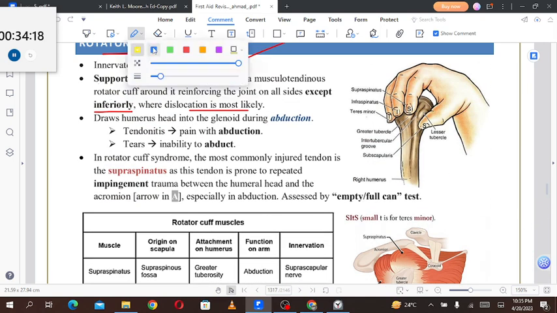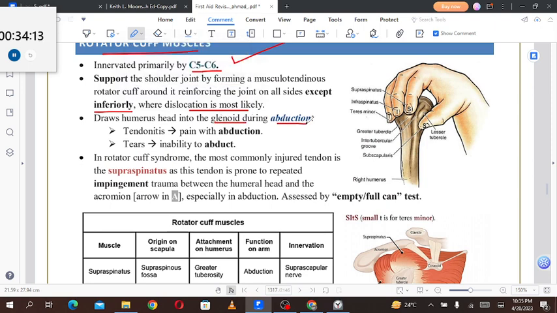So they draw the humeral head into the glenoid during abduction. When we are doing the abduction, they hold the humeral head together so that it is not dislocated. Tendinitis, pain with abduction. Tears, inability to abduct. So we'll talk about this one.